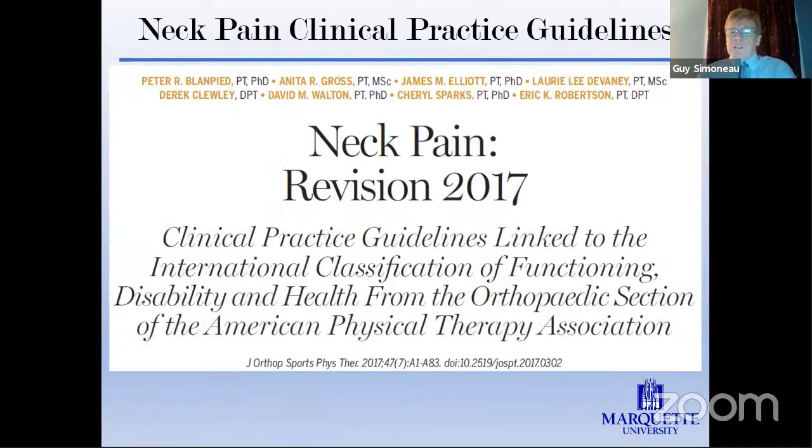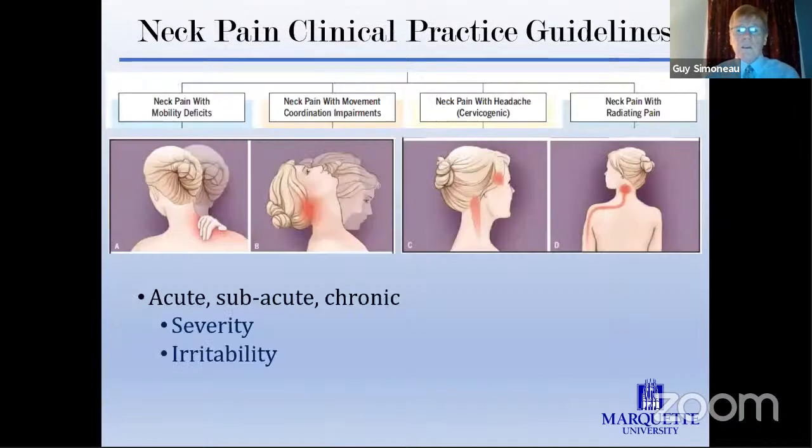It's only in 2017 that the authors of the clinical practice guidelines from the orthopedic section of the APTA proposed a classification that seems to have a lot of interest right now and also appears to be useful to improve outcomes for patients. That classification consists of four groups, and those are the four groups I'll be talking about today.